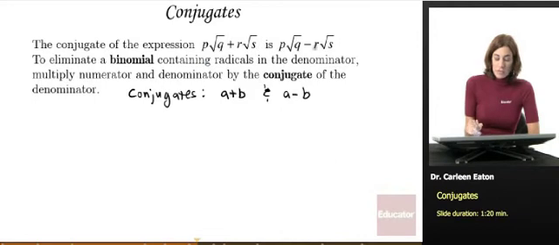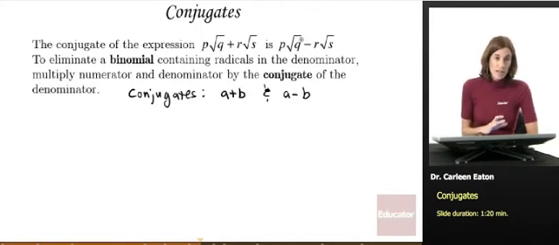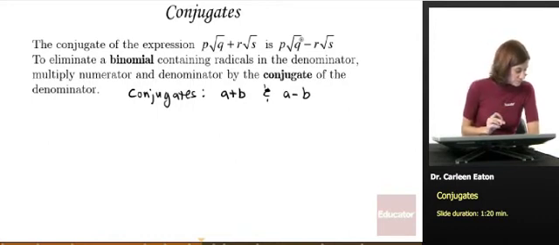So now looking up here with the radicals, the conjugate of p square root of q plus r square root of s is p square root of q minus r square root of s. So same terms here, here, here, and here, just different signs. Okay, so in order to get that radical out of the denominator, if you're dealing with a binomial, you need to multiply by the conjugate of the binomial.